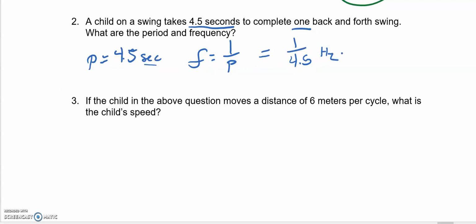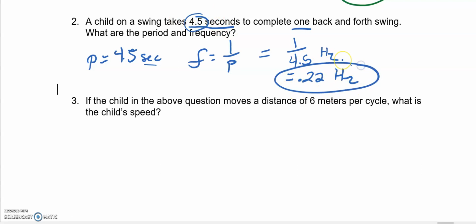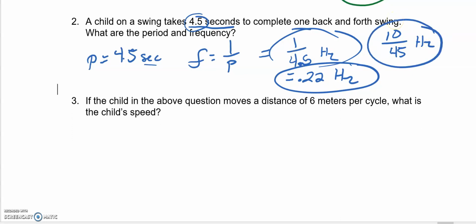Now, sometimes they might have you change this back into a decimal. If that's the case, you would go ahead and divide those two values out, and this turns out to be 0.2222 repeating. If we look at significant figures, we have 2 significant figures, so we would leave it at 0.22 hertz for that one. Or they might have you leave it as that fraction. It also could be written as 10 over 45 hertz. Typically, we don't like to see decimals in a fraction, but we're not too worried about that right now. So any of those 3 answers, I would be fine with.